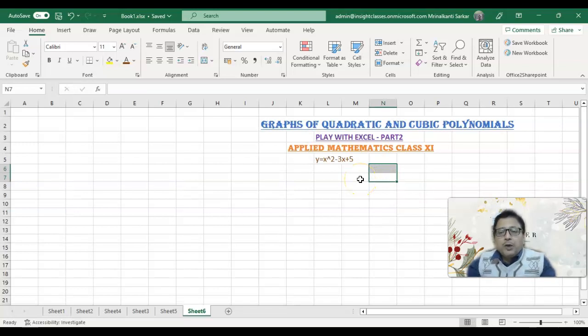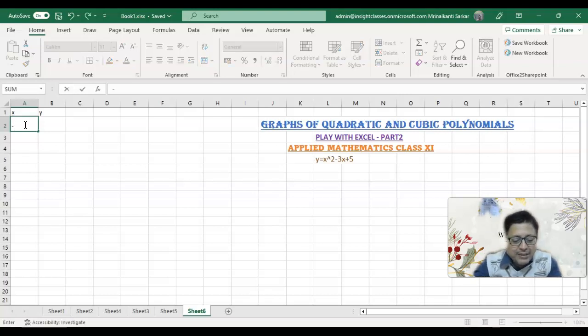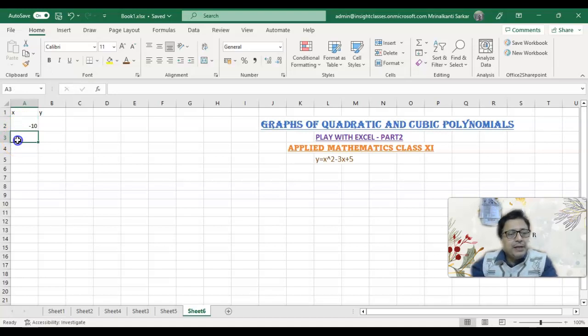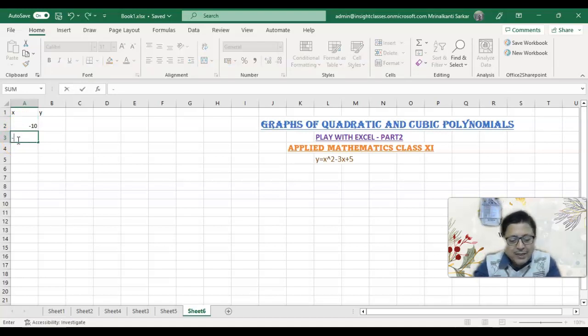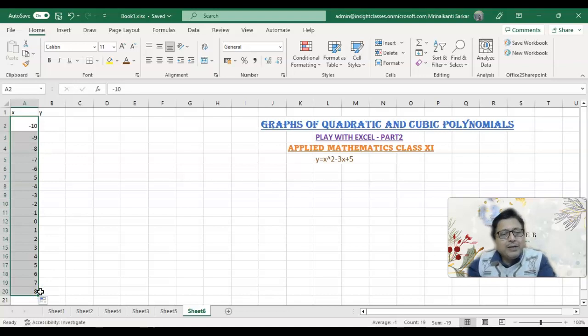activities. So to plot y equal to x square minus 3x plus 5, I am taking x and y here. Now the value of x you have to select. I am taking say x starting from minus 10, increasing it by plus 1, it is minus 9, then selecting these two together and you will drag it say up to 20. So many values you are getting over there.